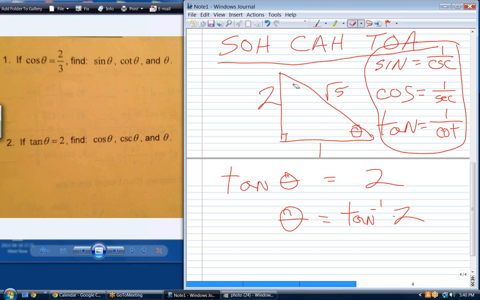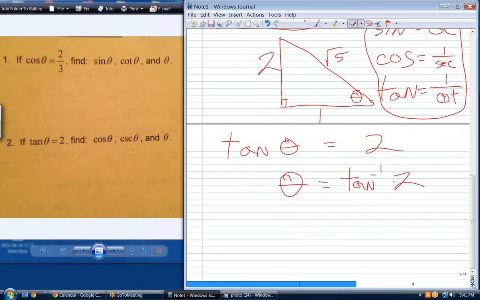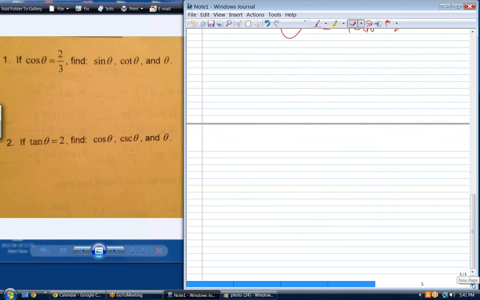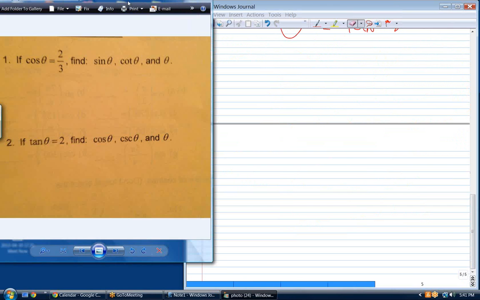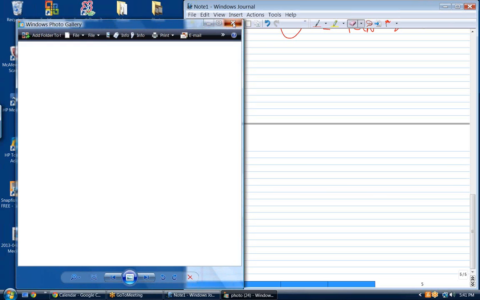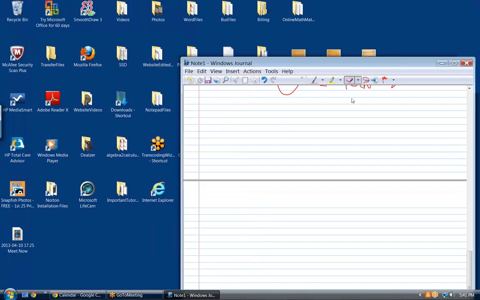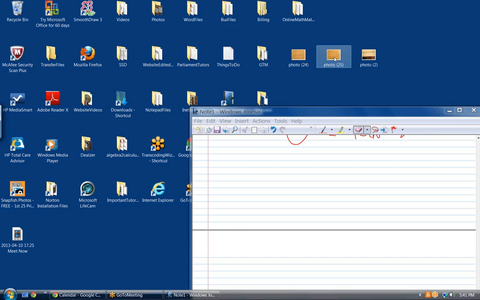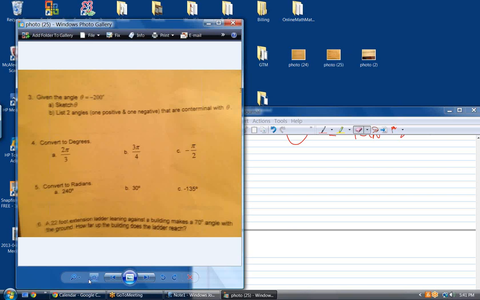I don't know what I'm doing, I just wasn't paying attention. That's exactly what we just did on the first problem, and I don't know what I was thinking. All right, so let's see. The key is to solve for theta by taking the inverse. Okay, so that page. Let's look at this one.